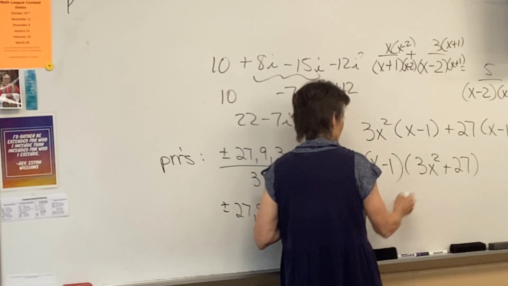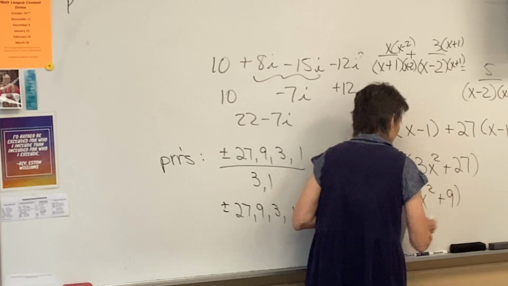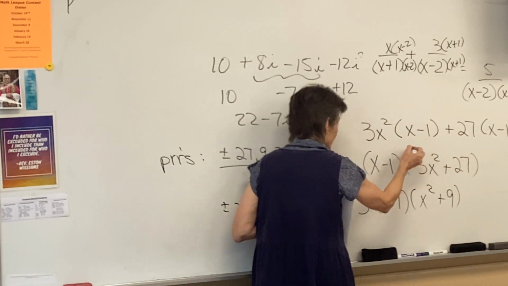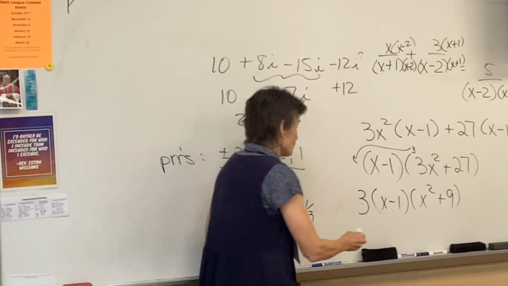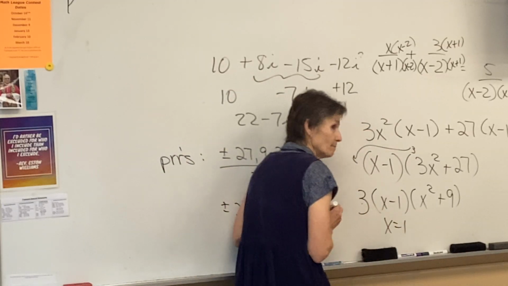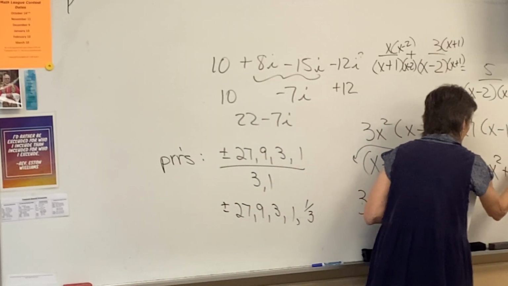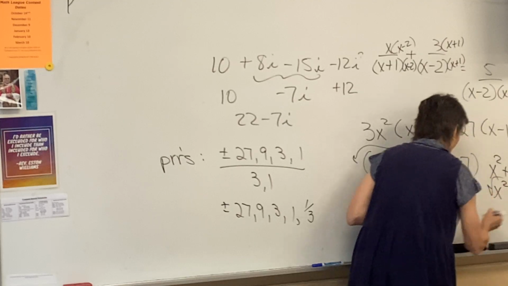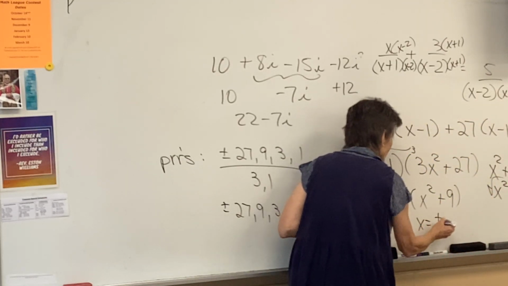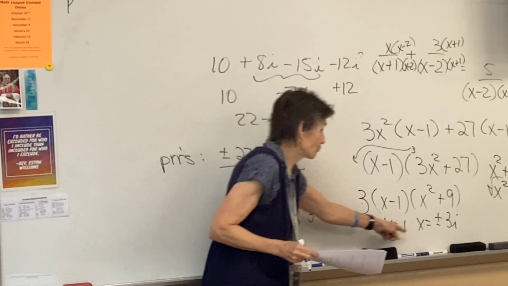Yeah. So then I would have x minus 1, 3x squared plus 27. I'm going to pull that 3 out. So I took a 3 out of here, but I wrote it out in front because that's where I like to see it better. So clearly x equals 1, or x squared equals -9, which means x equals plus or minus 3i. And there are your 3 answers.